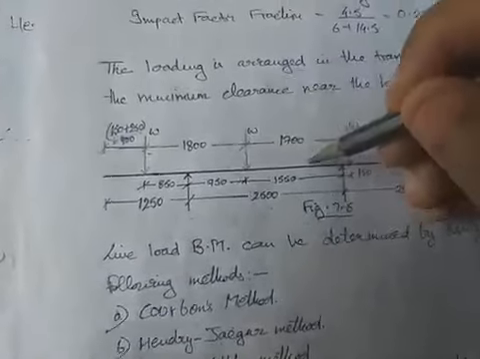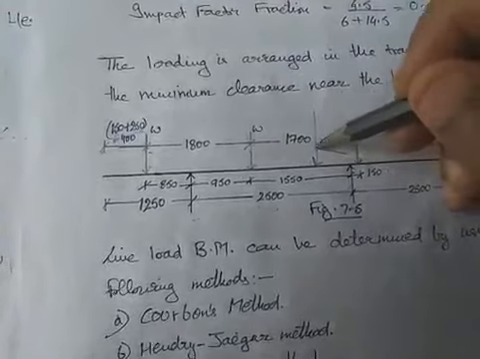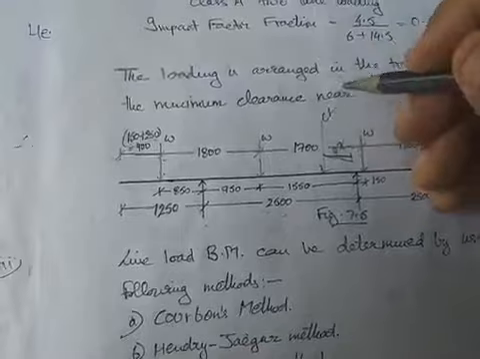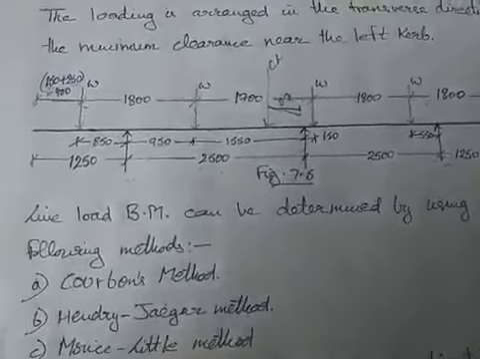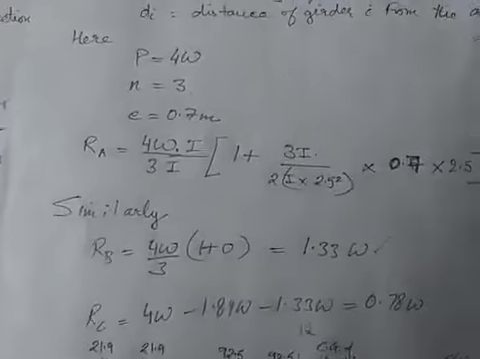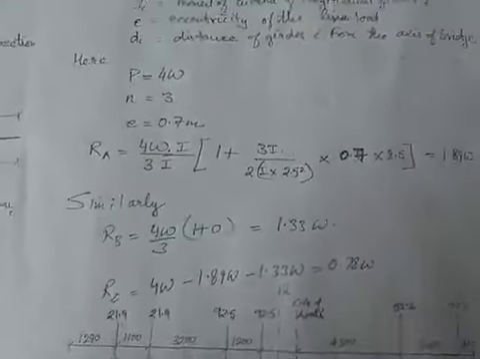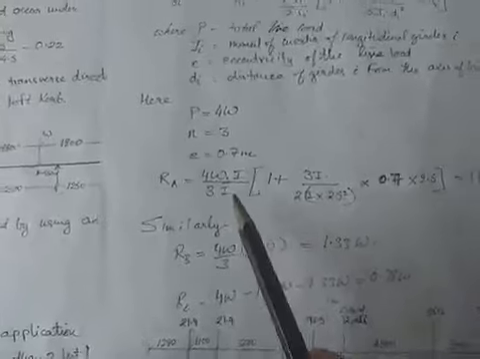So that means the CG of the load is at a distance of 0.7 from the central axis of the bridge. So when you substitute this, you get the value of Ra, which comes out to be 1.89 W. Similarly, we can substitute for Rb. Okay, let me substitute the values.